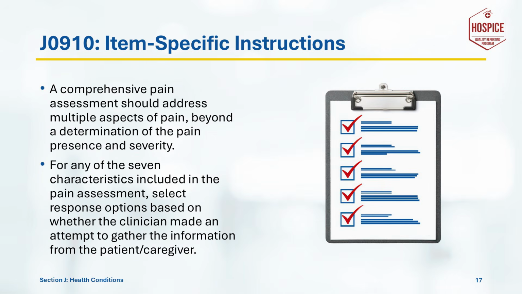For this data element, a comprehensive pain assessment should assess multiple aspects of pain, as just mentioned, beyond the presence and severity of pain. For any of the 7 characteristics listed in the pain assessment item, the clinician should select responses based on the assessment of the patient and also consider whether they attempted to gather the information from the patient, family, or caregiver.